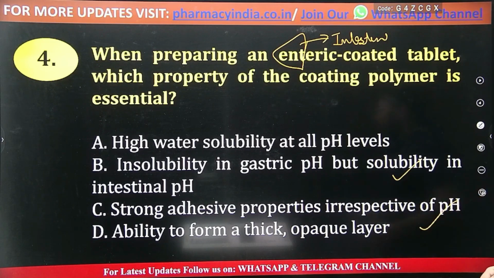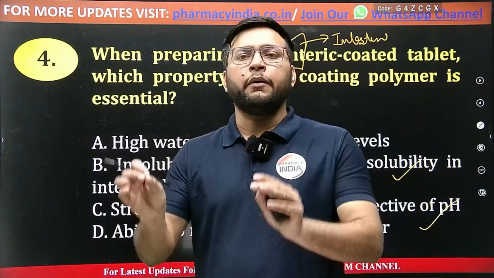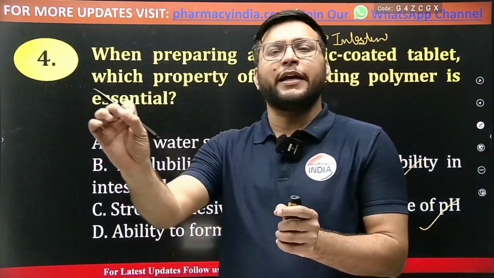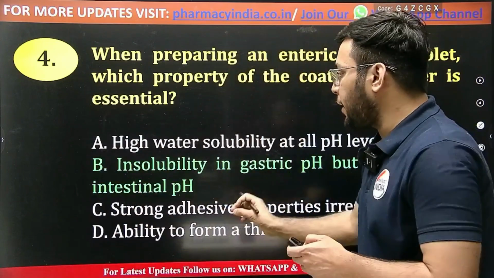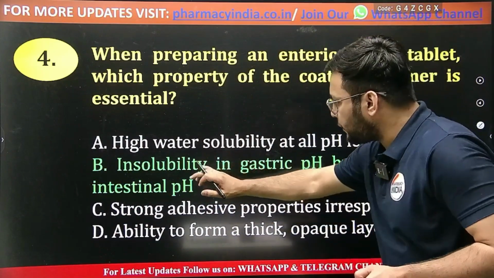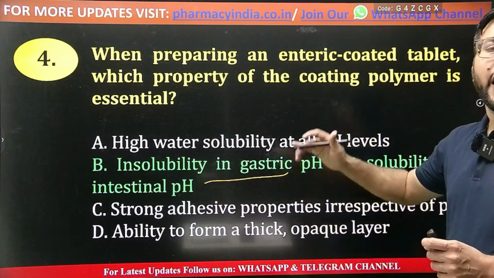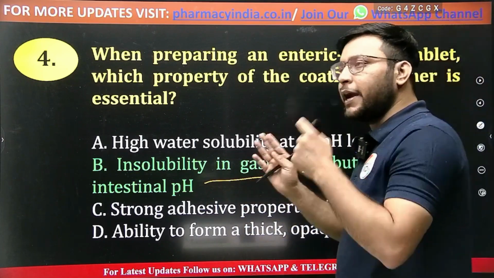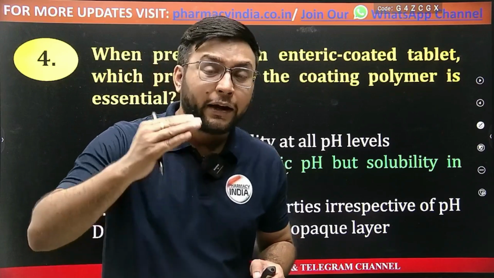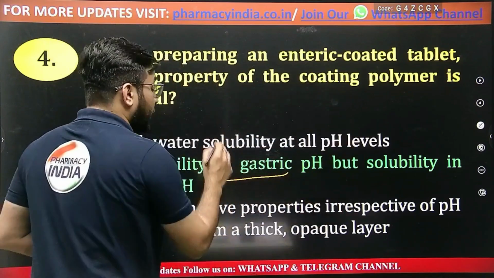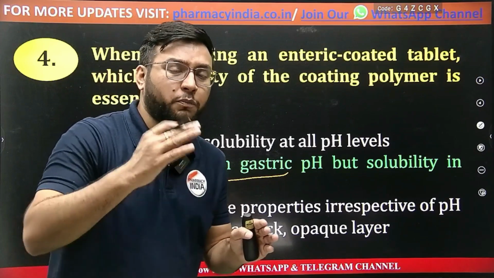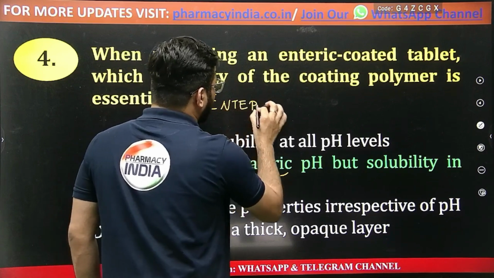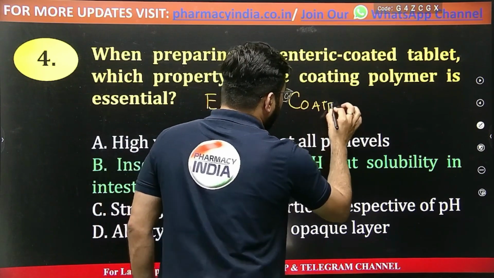Let me clarify. When we have an enteric coated tablet or enteric coated polymer, it means the tablet is meant for the intestine, not for the gastric environment. So it tells you that it should be insoluble at gastric pH and soluble at intestinal pH. So the correct answer is that. And there are high chances of being asked the question: what is an example of an enteric coated polymer?